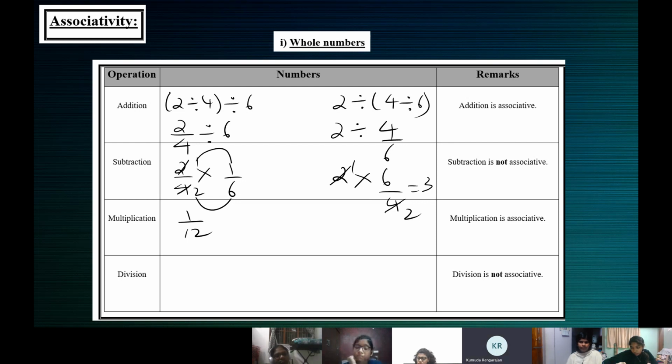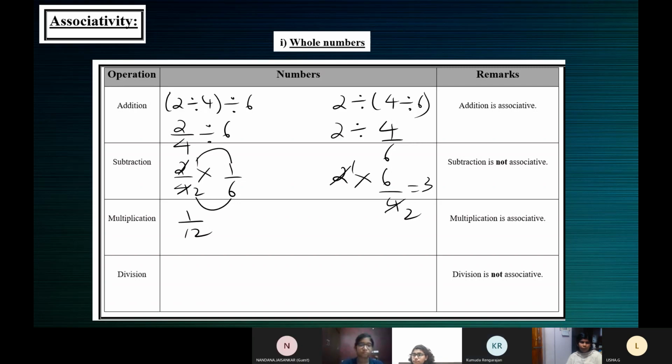When we group three whole numbers in different orders and perform the mathematical operation of division, the answer is not the same in both cases. So whole numbers are not associative under division.